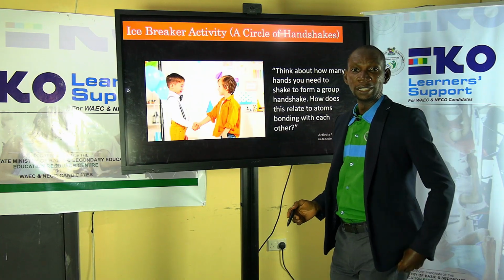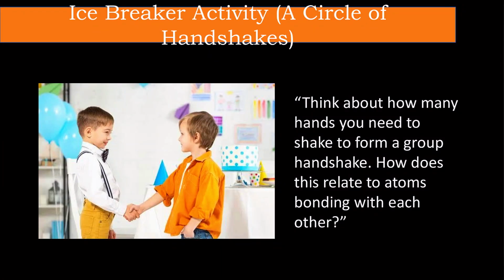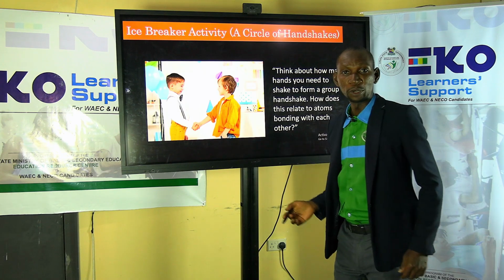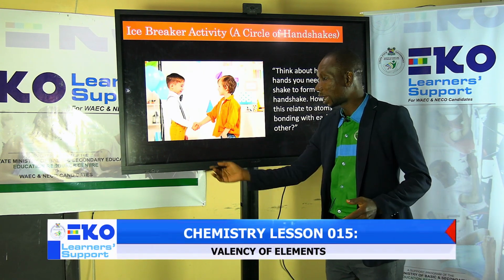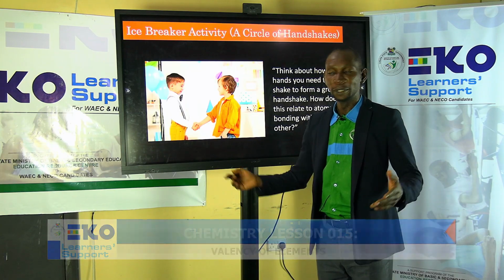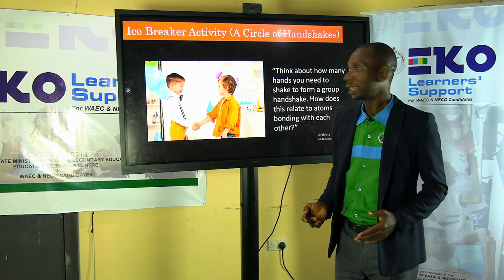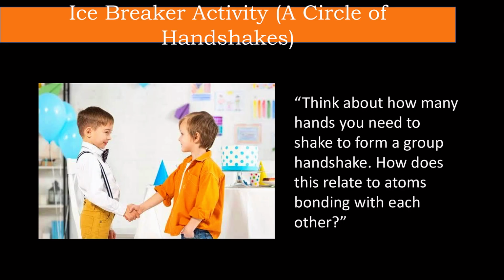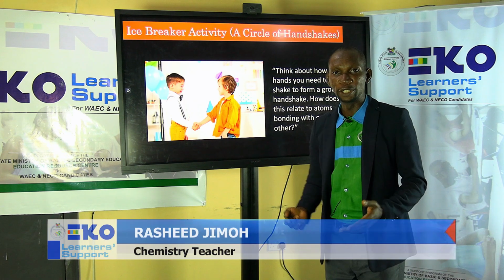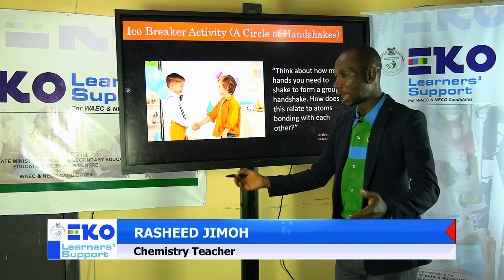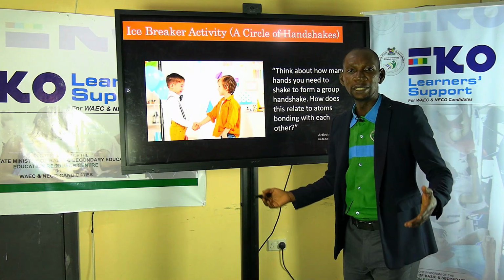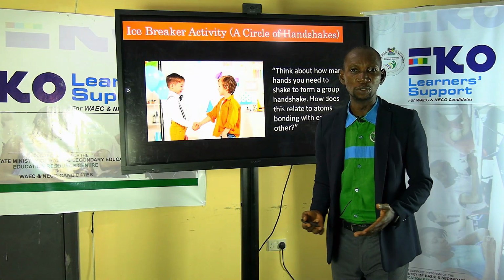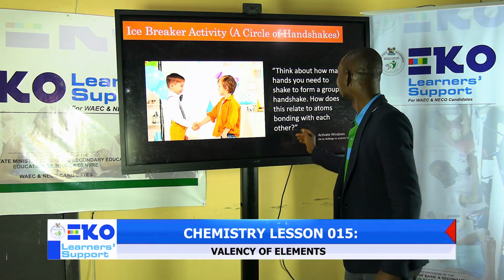Let's start with an icebreaker activity. Suppose you went to a birthday party, and you have a circle of your friends that you have to give a handshake to. Now think about how many hands you will need to shake to form a group handshake. You're transmitting the joy, the energy, the love that you have to your friends. This is exactly what atoms do, and this is how they come together to form bonds.